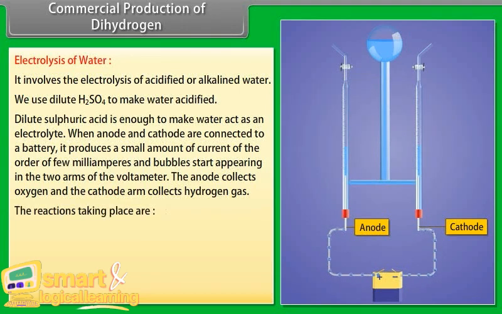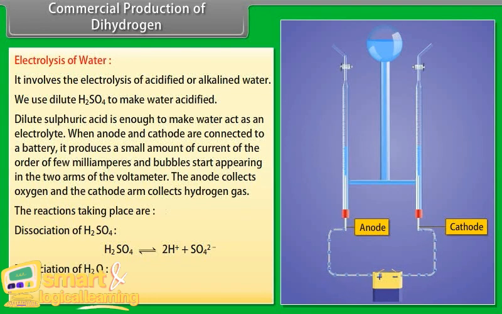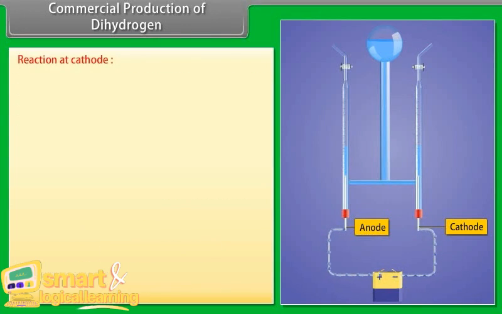The reactions taking place are: dissociation of H2SO4. H2SO4 gives 2H+ plus SO4 2-. Dissociation of H2O. H2O gives H+ plus OH-. Reaction at cathode. H+ plus electron gives H. H plus H gives H2.